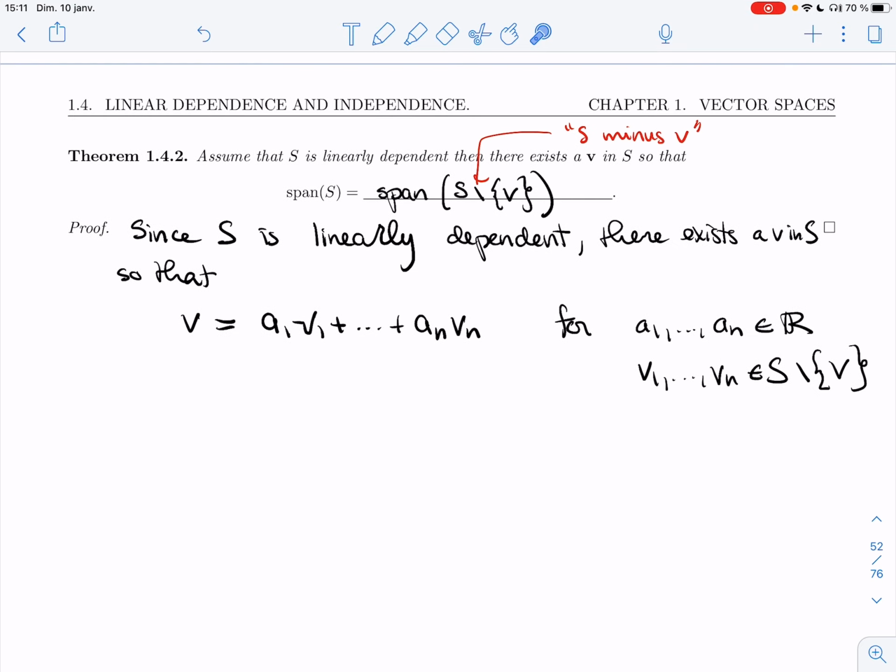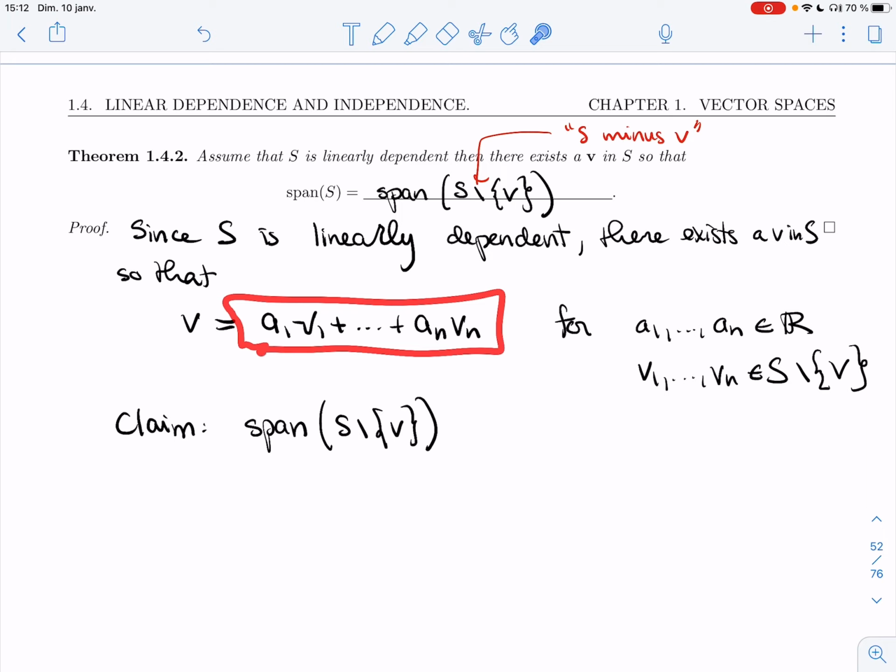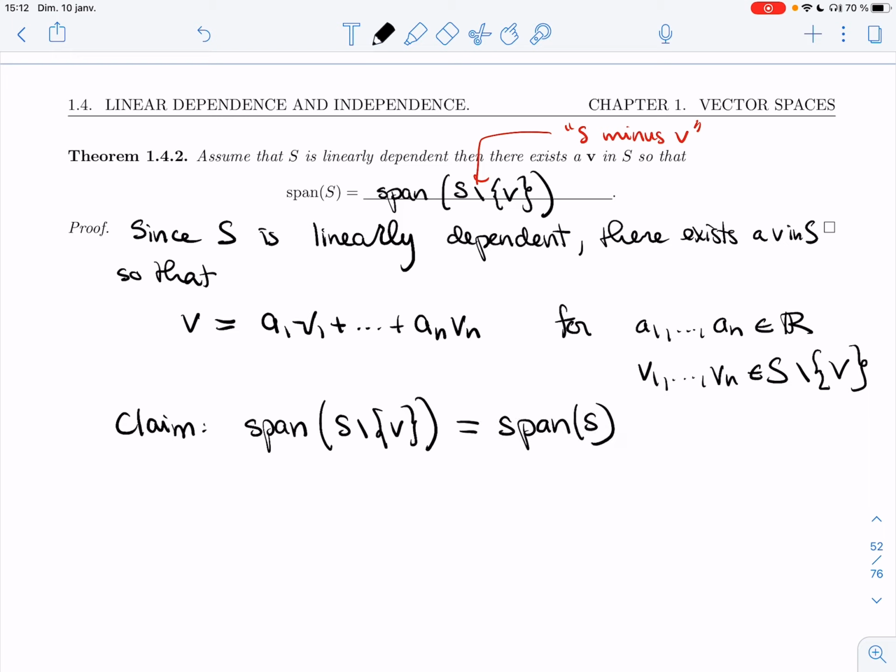So let's take that V and we'll prove that the two spans are the same. So claim: span of S minus V equals span of S. So this V is redundant. I can already build it in terms of the other vectors of S, so I don't need it. I don't need it as a separate generator. All right, so this is what I want to prove. As usual, what I'll do is I'll show that each set is included in the other one. So first I want to show that span of S minus V is inside span of S.